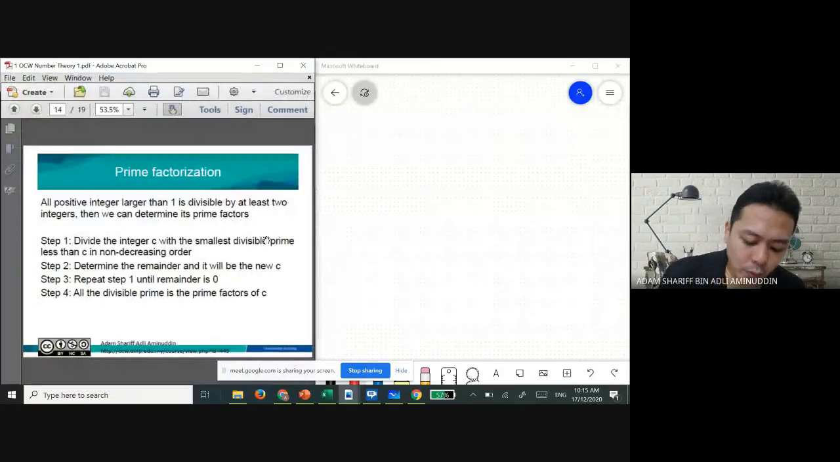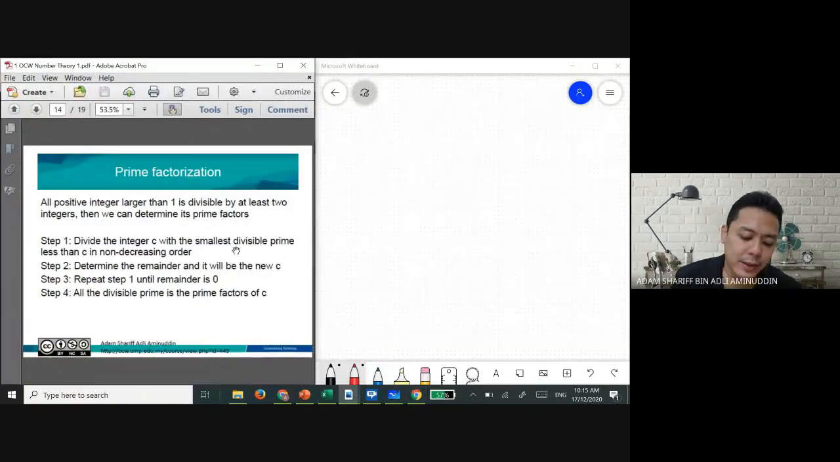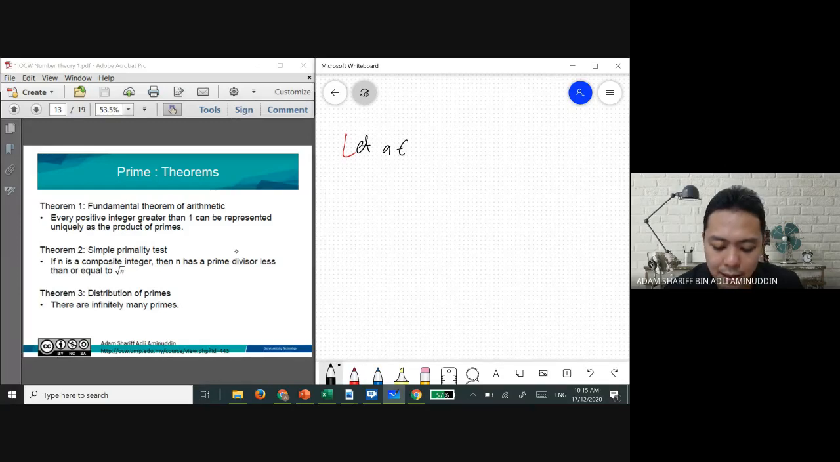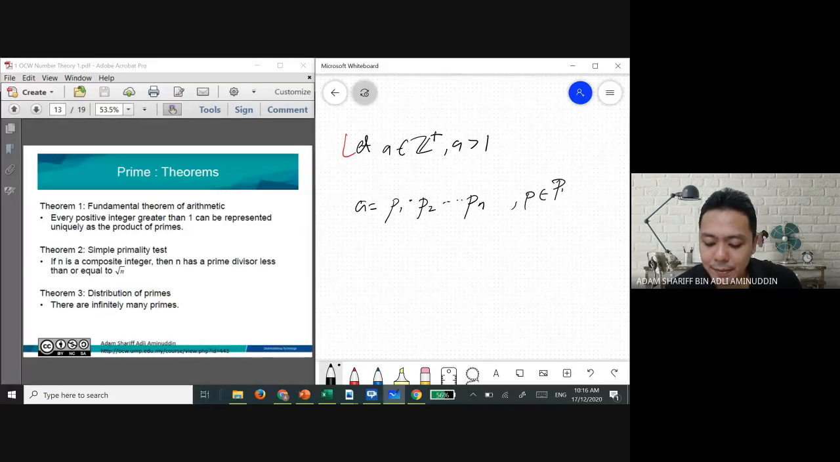Okay, today we will learn about prime factorization. Last lecture we already established the fact that every positive integer greater than 1, let a be an integer, a greater than 1, then a can be represented uniquely as the product of primes. So suppose this is the first prime times the second prime times until infinitely many primes. P is prime lah. Saya tulis je macam ni.